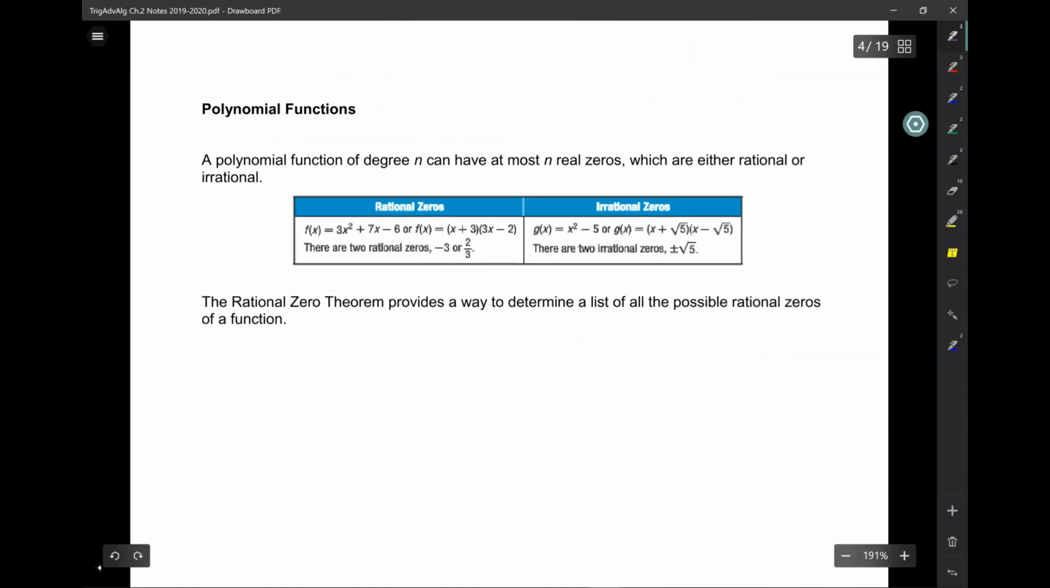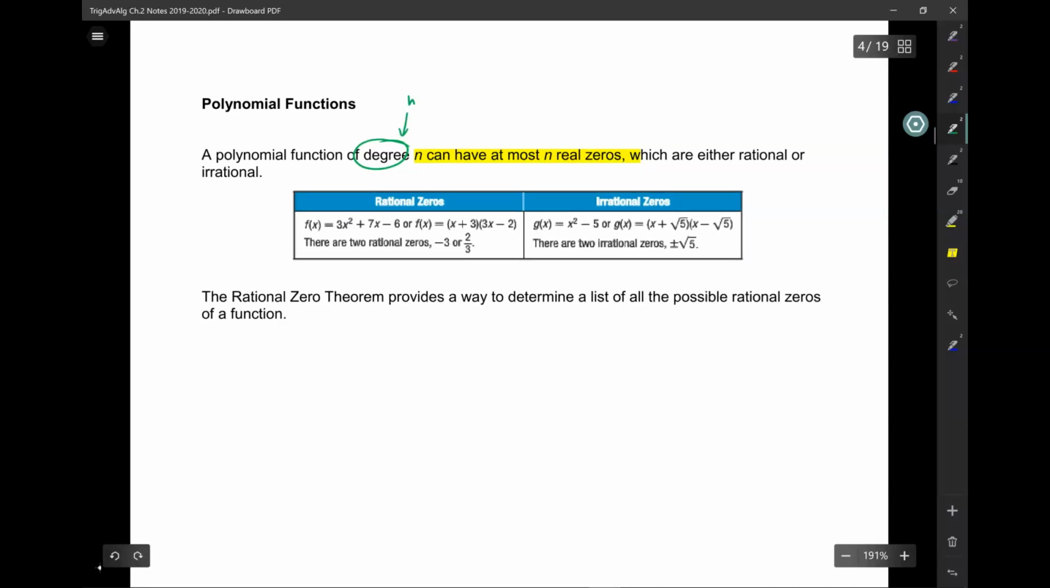All right, so we're almost there. A polynomial function of degree n can have, at most, n real zeros. Okay, what the heck does that mean? Okay, first of all, what is this thing called a degree? Okay, this has nothing to do with going to college and getting a diploma, all right? A degree of a polynomial function is just the highest exponent in that polynomial function.